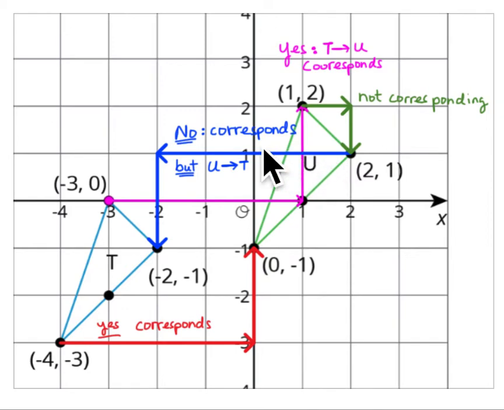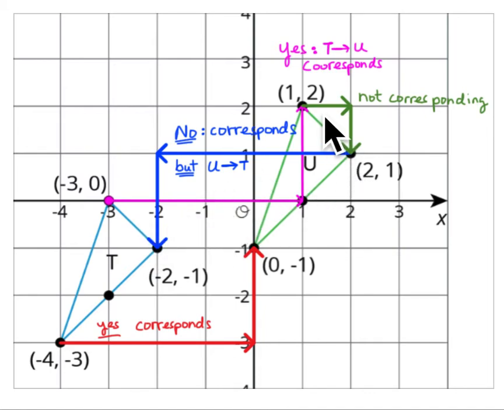The one that translates in the opposite direction is the blue. So they're translating this point 2, 1 to this point here, -2, -1. Well, that's moving U to T. Even though it's a corresponding point, this is in the same position on the triangle, so it corresponds, it's moving the triangle in the wrong direction.